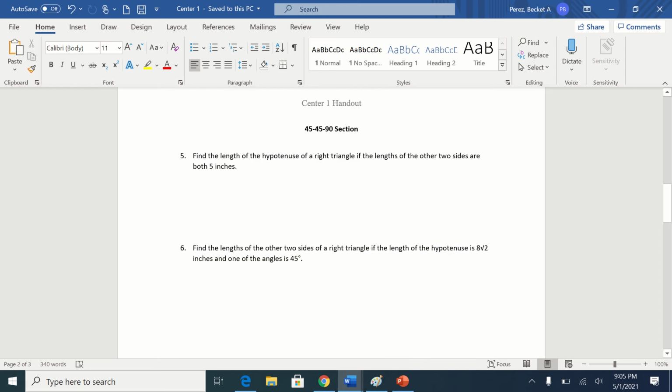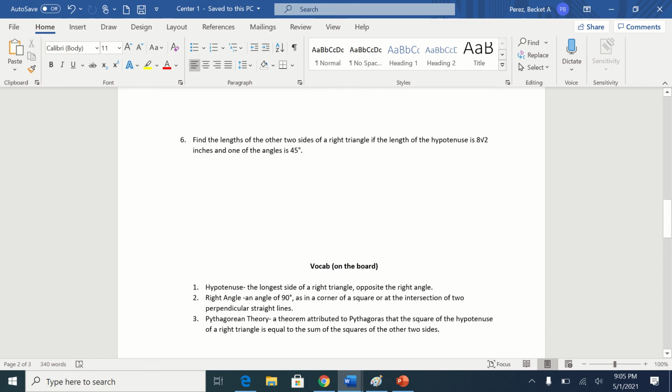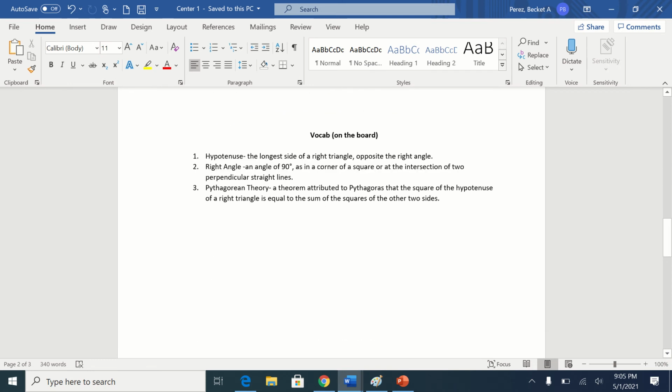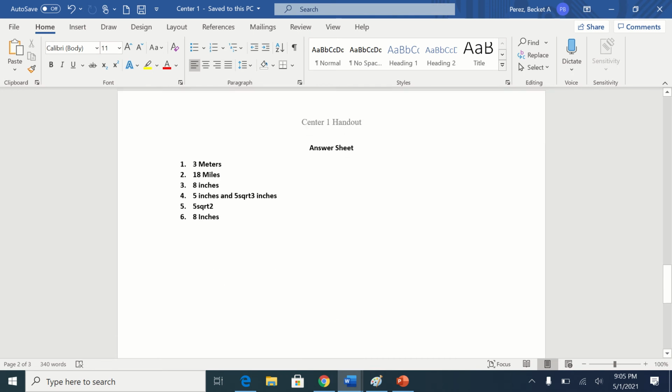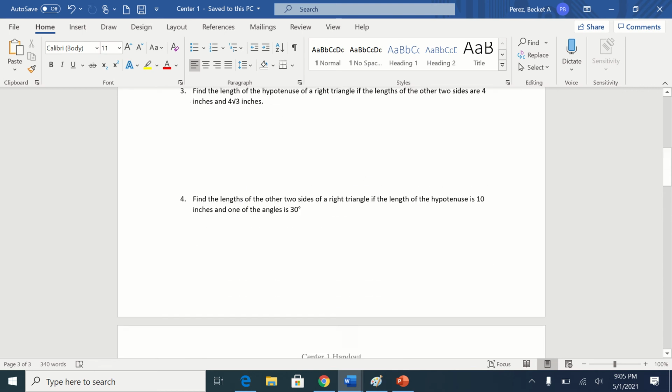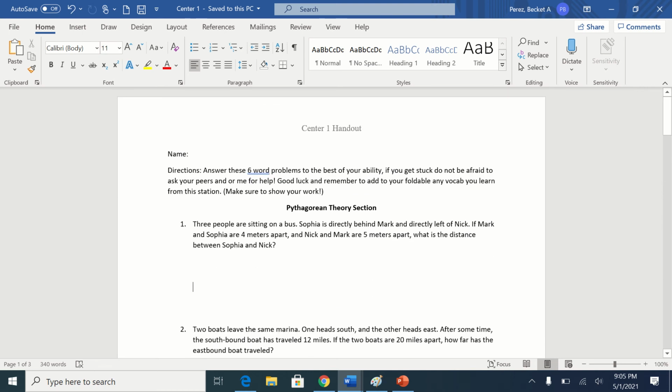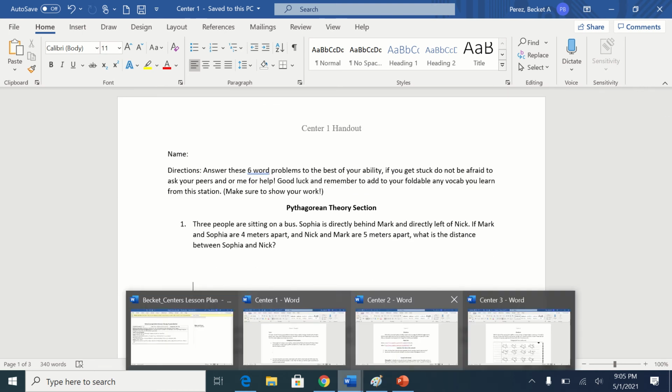And obviously there's a 45, 45, 90 section, and it shouldn't be too hard here. This one's pretty easy, but I will be there to help them if they need it. And here's the vocab that would be on the board. Obviously, I can't showcase that here, so that's why I wrote it on the handout, which won't be on their handout. It will be on the board. So we have hypotenuse, right angle, Pythagorean theorem. So they'll write them down on their foldable, and here is the answer sheet for the 6-word problem. So that's center 1, pretty easy stuff there.